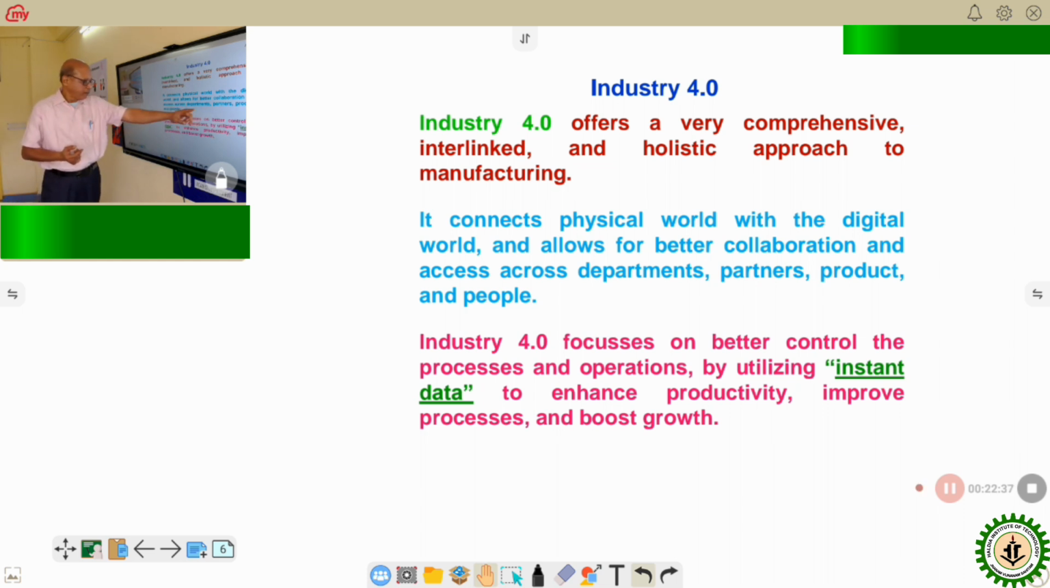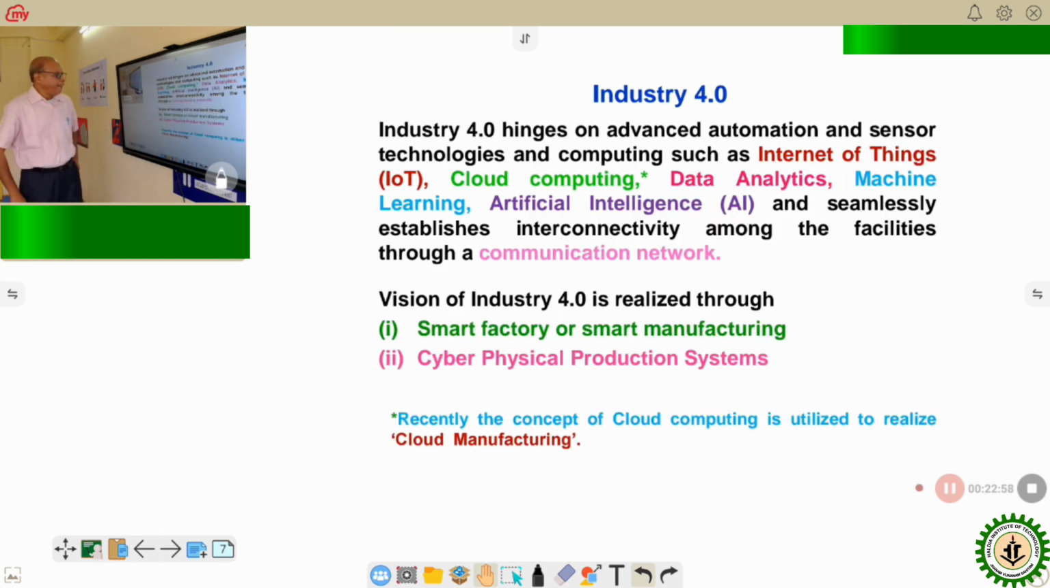Industry 4.0 focuses on better control of process operations by leveraging instant data. That is the key concept, that all decisions will be taken based on instant data or real-time data. That is the key requirement to enhance productivity, improve processes, and eventually to boost growth. So from the technological perspective, it hinges on advanced automation and sensors, as I had mentioned earlier, computing such as Internet of Things, cloud computing, data analytics, machine learning, AI, and seamlessly establishes interconnectivity among the facilities through a communication network.